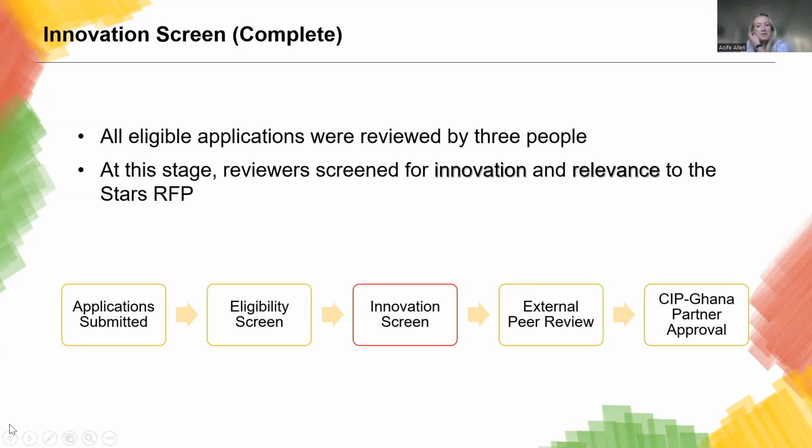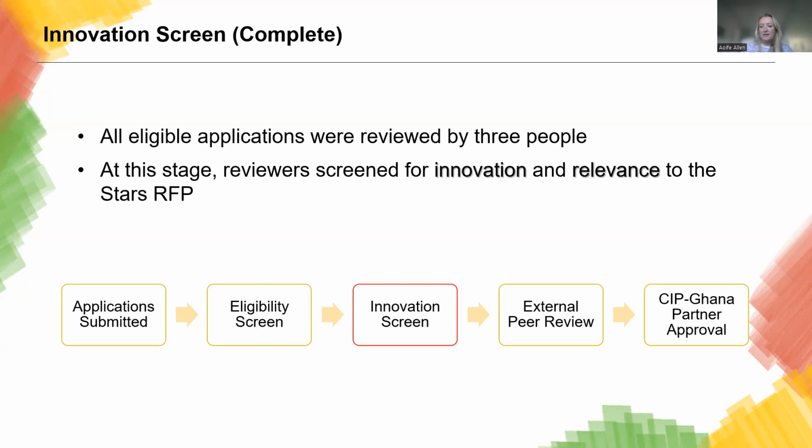Additionally, the innovation screen has just recently been completed. During this stage, proposals were assessed by 3 reviewers. As previously mentioned, reviewers included staff from all CIP Ghana partner organizations and their affiliates. It's important to note that the purpose of the innovation screen is to screen out proposals that are a weak fit with the call, not a selection of the best.